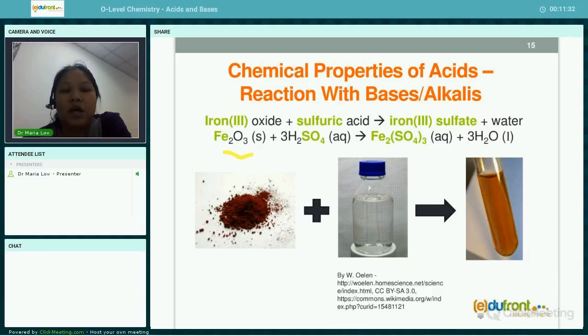This iron(III) oxide, which is a solid, will react with the acid. In this case, we have sulfuric acid to give you a metal salt solution, which is iron(III) sulfate. Of course, we have water. What you see in the diagram below is how it looks. You have this reddish brown solid, which is iron(III) oxide, basically rust, reacting with sulfuric acid to give you a brown solution.